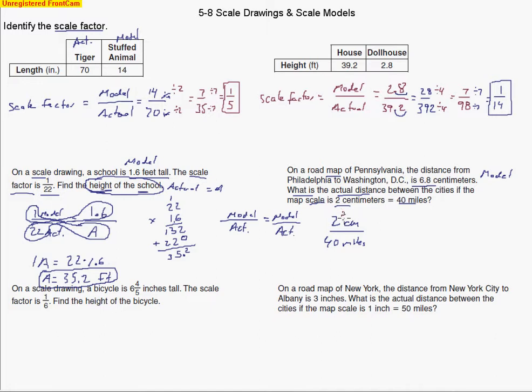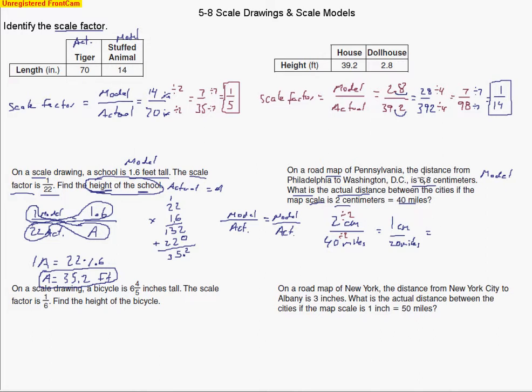So I'm going to go ahead and divide this by 2. I'm going to divide this by 2 to make it a little bit easier to deal with. So let's go ahead and rewrite what we've got now. So now I've got 1 centimeter is to 20 miles. So at times you can end up doing that. In this case, I was able to do it. So let's take a look at our problem.